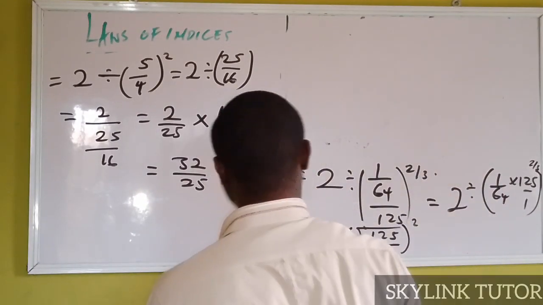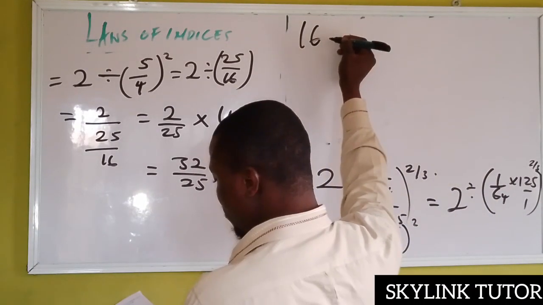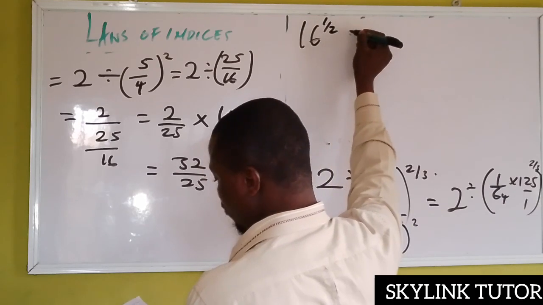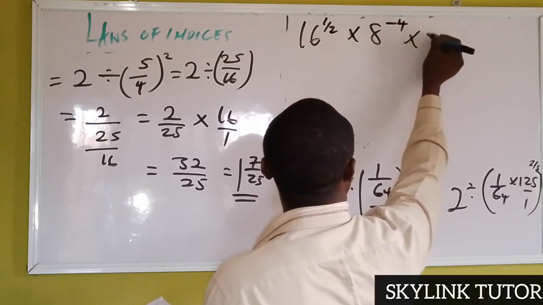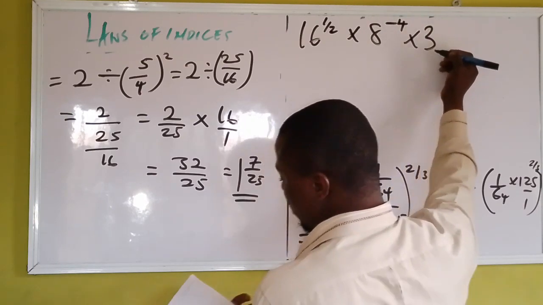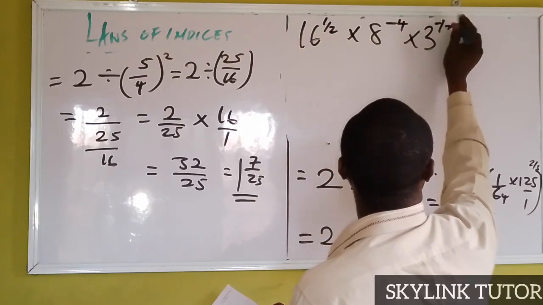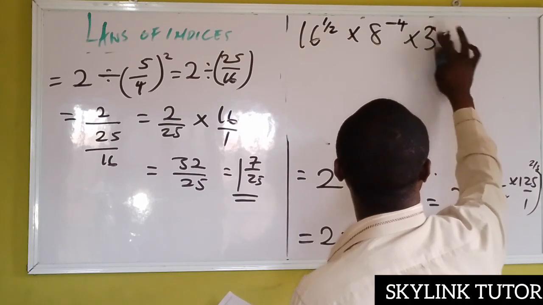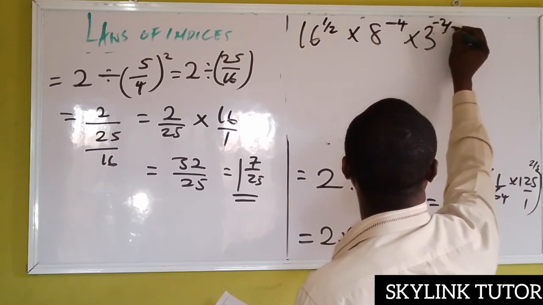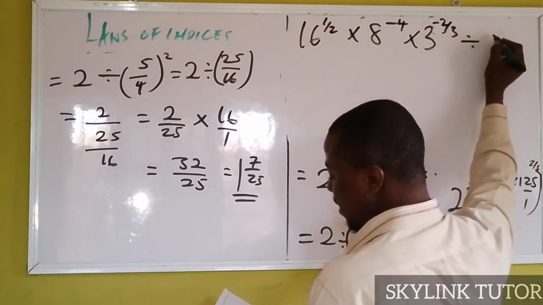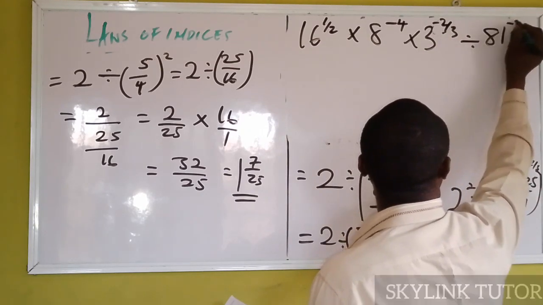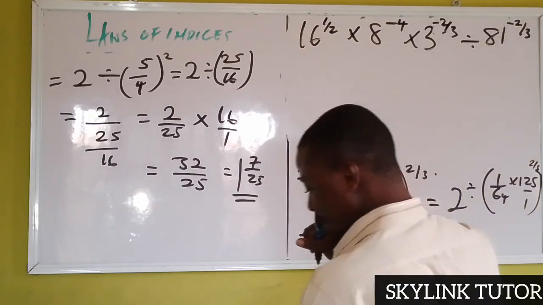Let's take a look at this question. 16 to the power 1 over 2 times 8 raised to the power minus 4 times 3 raised to the power minus 2 over 3, divided by 81 raised to the power minus 2 over 3.